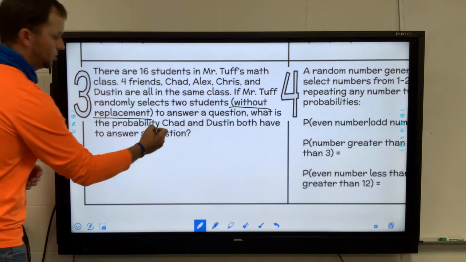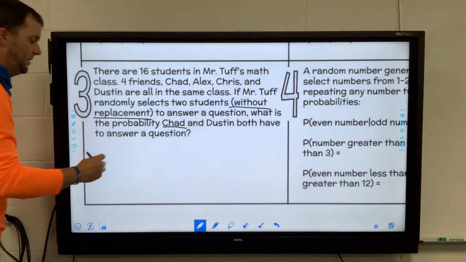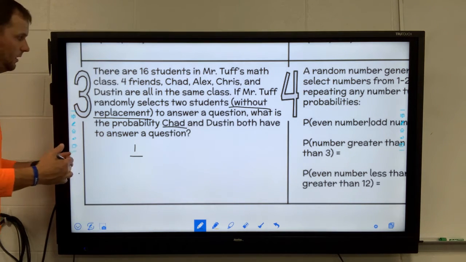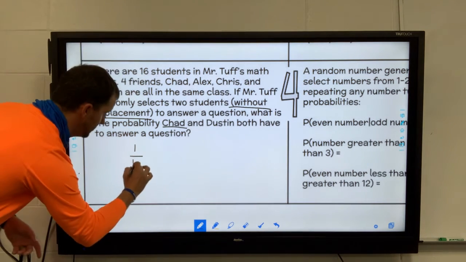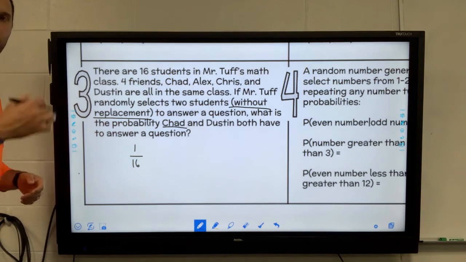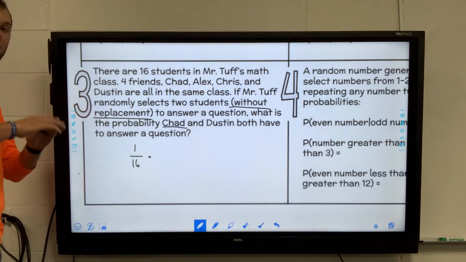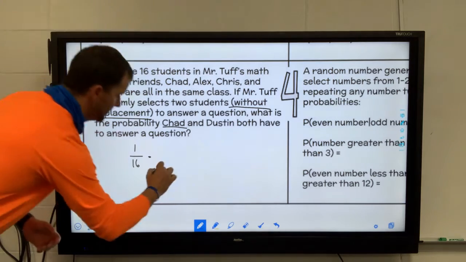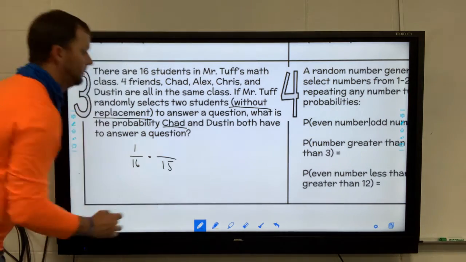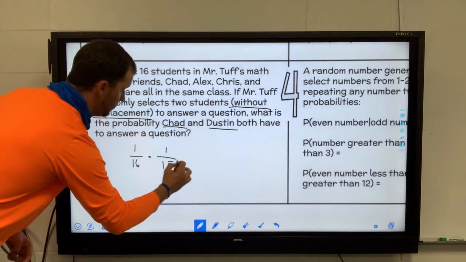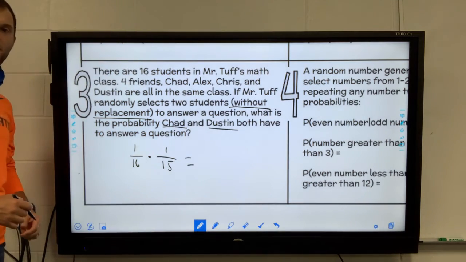So right now we wanna get Chad first, okay? So that means there's only one Chad inside that class, I think, okay? And there's 16 total students. So there's a 1 out of 16 chance that I'm gonna pick Chad, okay? So now I'm picking Chad, that means I have 15 students left. So that's what goes on bottom is 15. And there's only one of those Dustins in the class. So there's gonna be a 1 out of 15 chance that I'm gonna pick that dude.